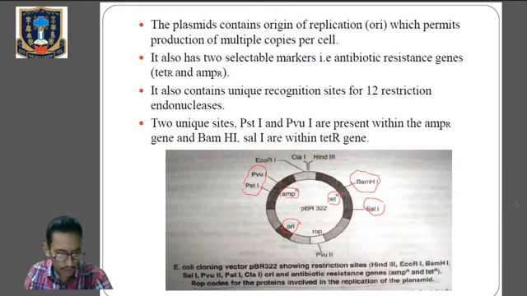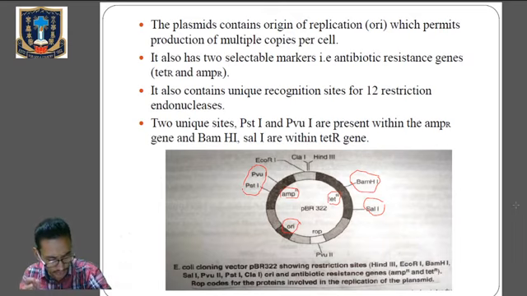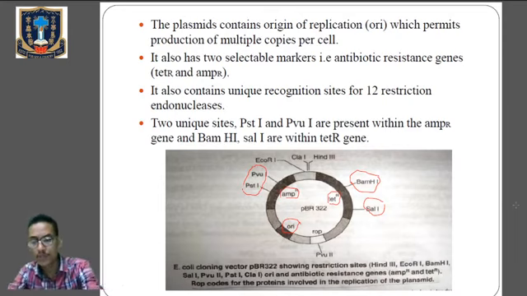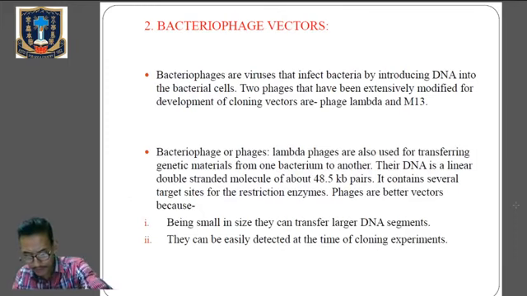And this diagram you can see on page number 586. You can see the figure over there, the vector PBR322. So kindly go with the figure. So this is the first vector. Now we learn about the second vector. The second vector is the bacteriophage vector.